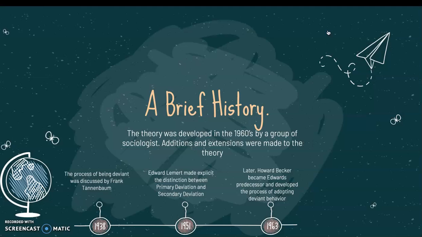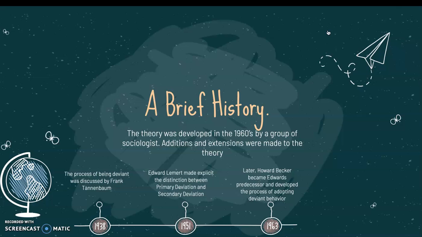So, a brief history of the theory. The theory was developed in 1960 by a group of sociologists. Throughout its time in history, people have also added extensions and additions just to further detail the process of becoming a deviant.